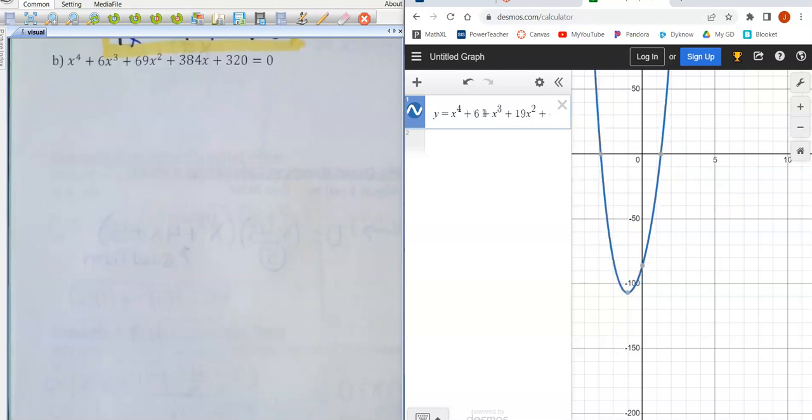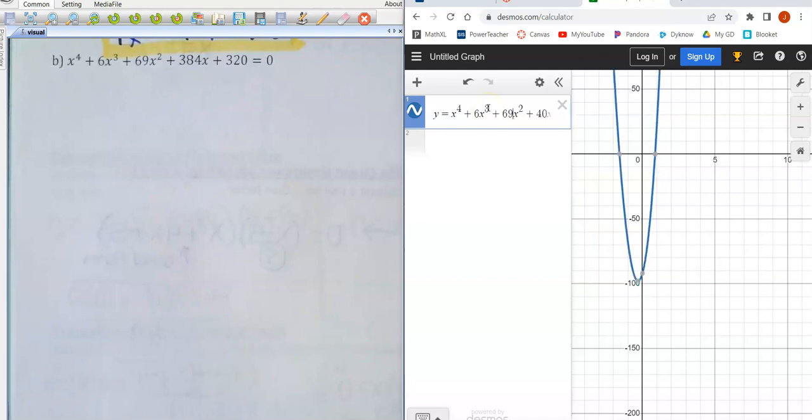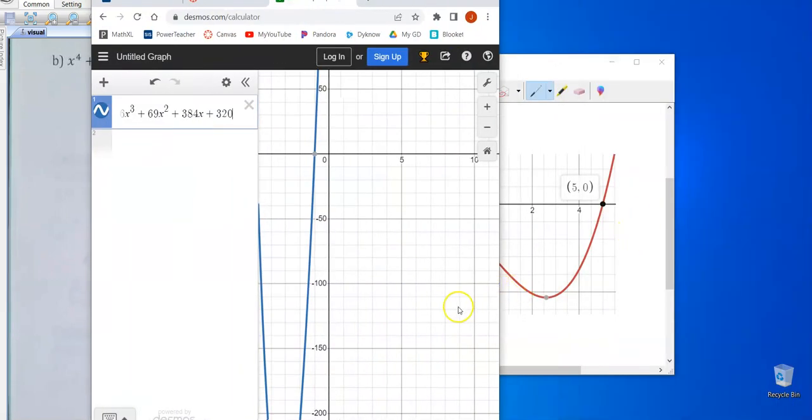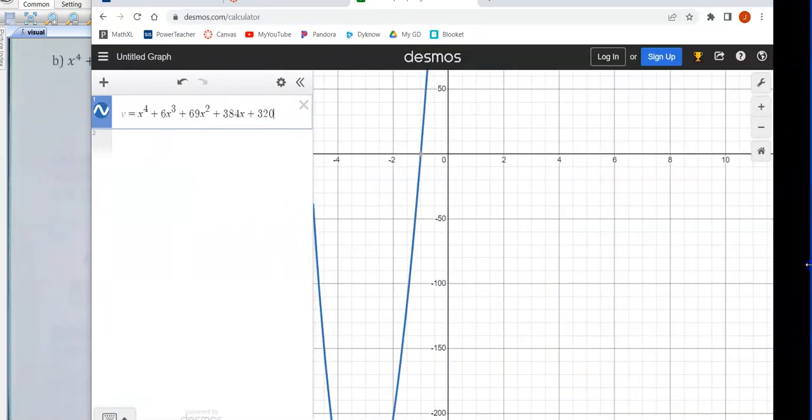We got plus 6x cubed. I can't even do this today, I'm so tired. Okay, plus 69x squared, and then I got 384x, and then plus 320. Where did I come up with these numbers? I bet the graph is nice when we get it going, though. So I'm just copying that real quick.